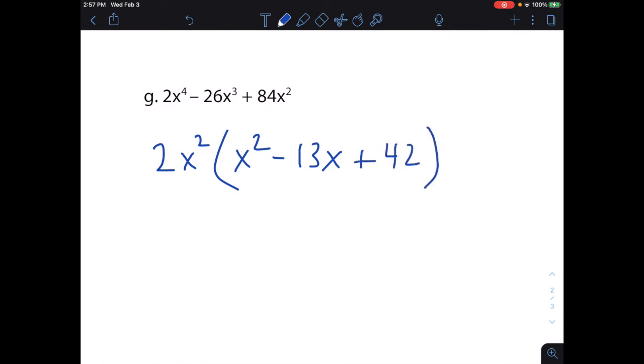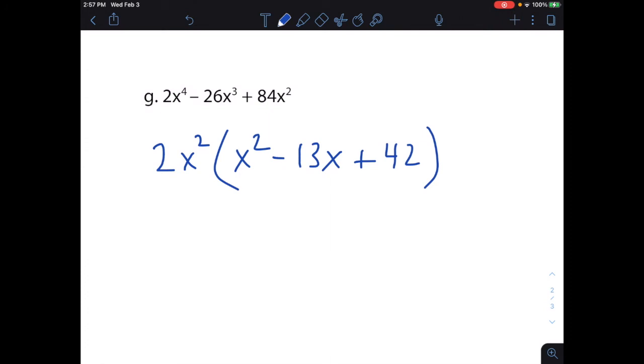And one thing to think about is when we're trying to factor trinomials, we always want them to look like ax squared plus bx plus c. And this one does, because we have an x squared term, we have an x term in the middle, and then we have just a constant, or the c term, at the end. Okay, so now we can go ahead and factor this trinomial.